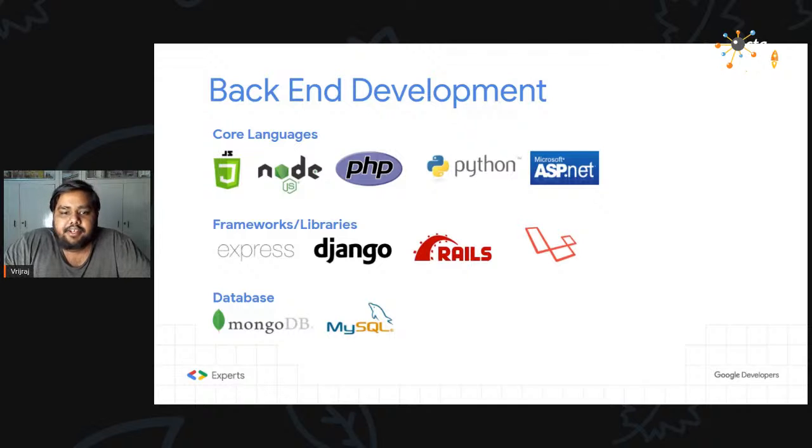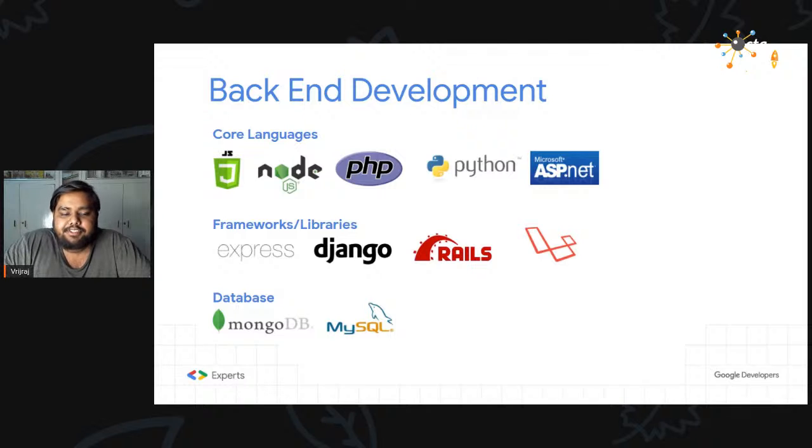You can also use PHP for making your backend applications, or you can go for Python or ASP.NET. If you have core knowledge of any of these languages, you can go for the frameworks for making that backend logic stronger. So if you're working with JavaScript or Node.js, then you can use Express, which is written in JavaScript and runs on Node as an environment.